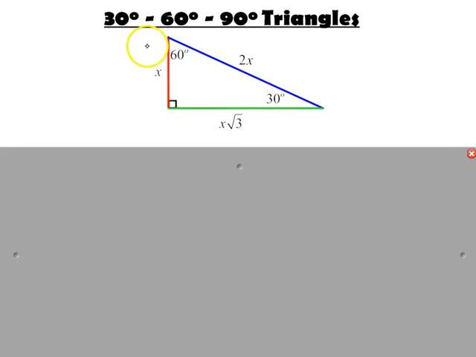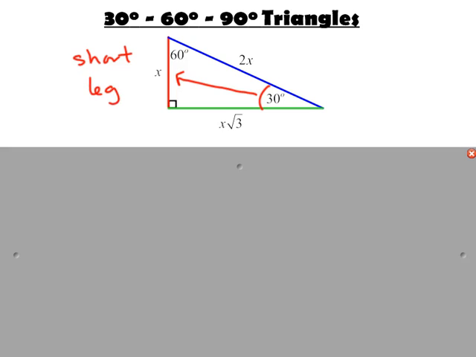So in order to differentiate, we're going to label the differences between the two legs. Since this angle is 30 degrees, remember this is the smallest angle, so it's opposite from the shortest side. We're going to call this the short leg.